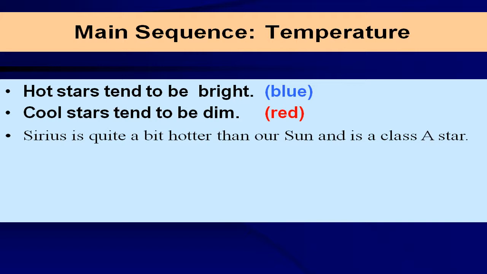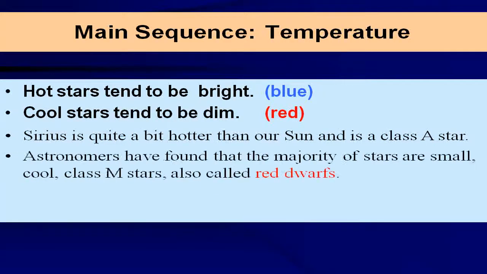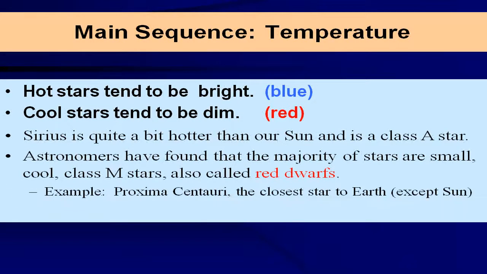For example, Sirius is quite a bit hotter than our Sun. It's on the main sequence, and it is a Class A star, so it is hotter than our Sun, which happens to be a Class G star. Astronomers have found that the majority of stars are actually small and cool Class M stars, which are called red dwarfs. So the majority of stars in the sky are actually cooler than our Sun and are red dwarfs, not very bright. Example would be Proxima Centauri, the closest star to Earth other than the Sun.